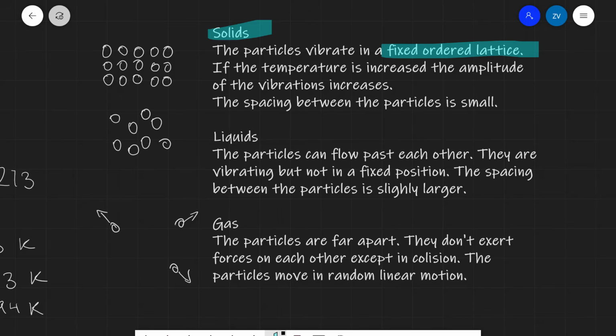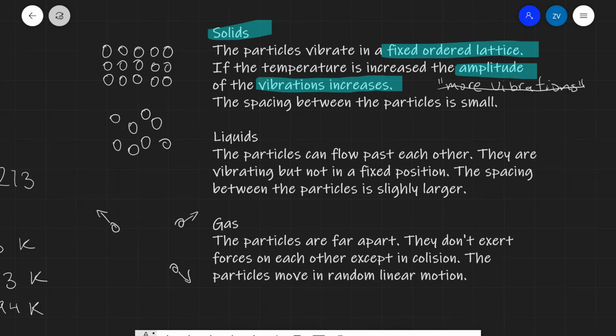Now, if the temperature is increased, the amplitude of the vibration actually increases, and this is really important. We need to say what physical quantity of the vibration increases. Please don't write something like, let's say, more vibrations. This is just not precise enough, I'm afraid. So this is a no-no, so I'm going to just cross that over. The spacing between the particles is very small indeed.